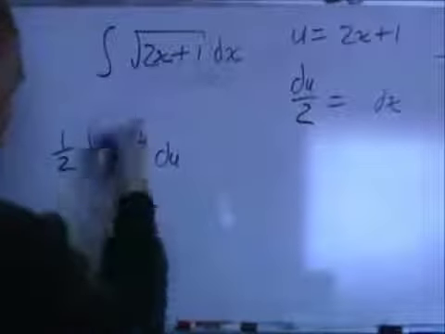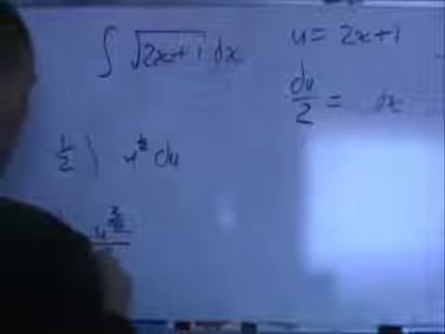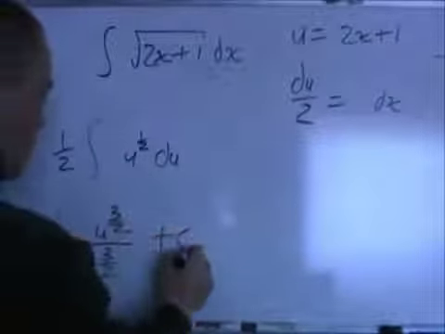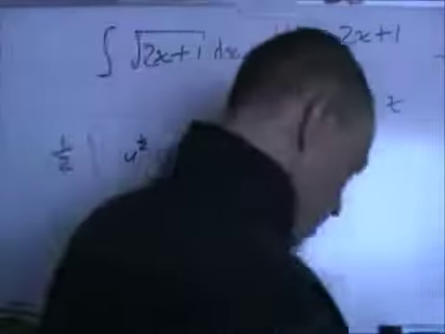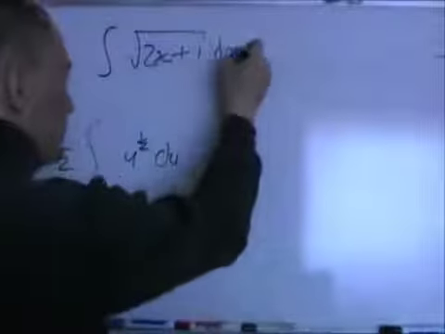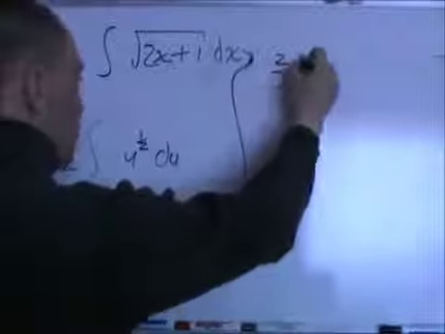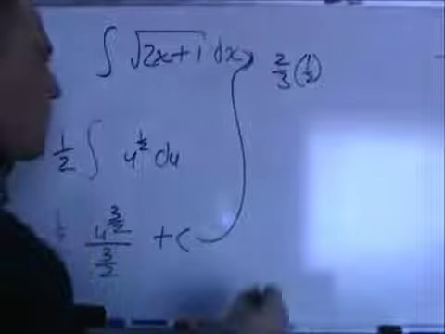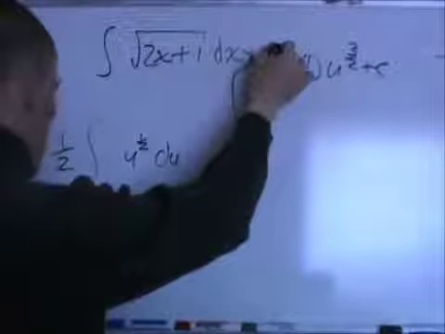Yes, okay. So add 1 to it, divide by the new thing, so that's going to be u to the 3/2 divided by 3/2 plus c. This is an indefinite integral after all. And I need a little bit more room here. Okay. So now it's a matter of just simplifying this. So this is going to be the same as 2/3 times 1/2. That flips up. U to the 3/2 plus c. I'm going to reduce here.